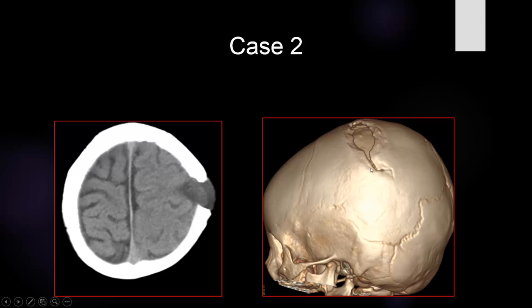The characteristic gapping of the fracture is very unique for such a type of fracture. Underlying there is an area of CSF-like signal. This is what's called a growing skull fracture or a post-traumatic leptomeningeal cyst.